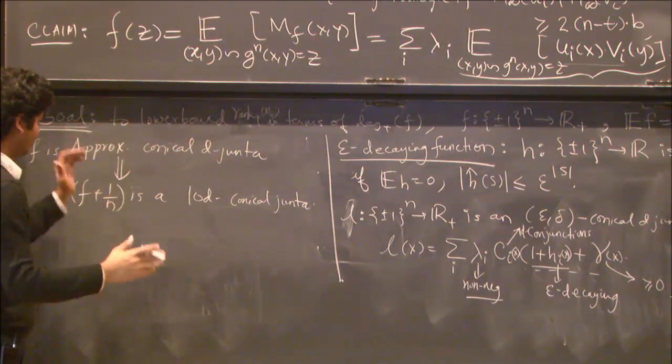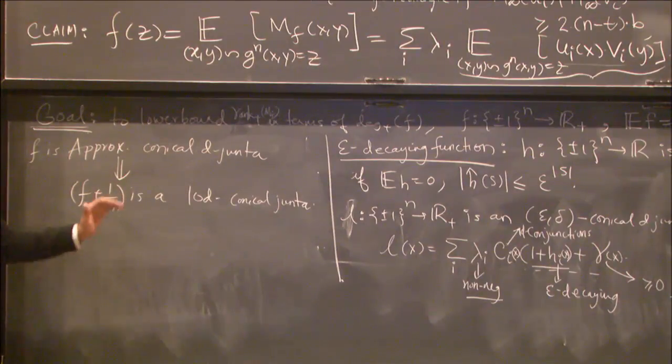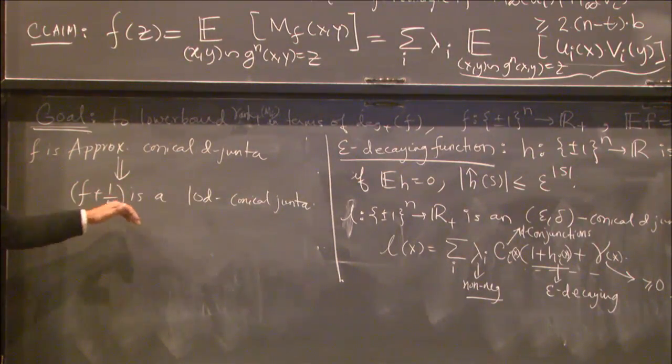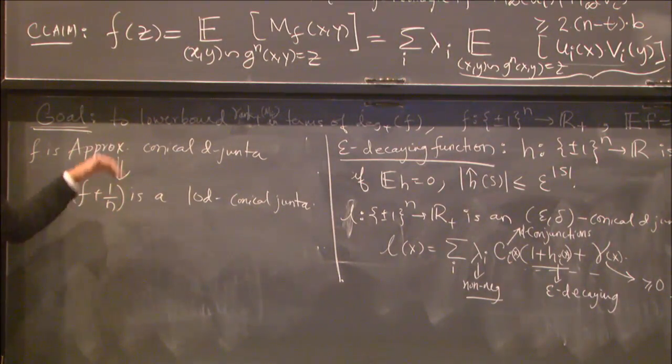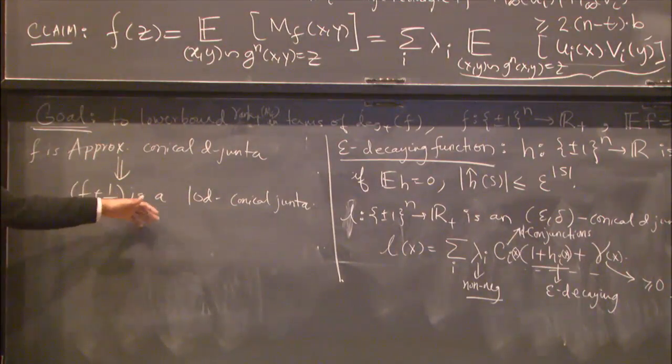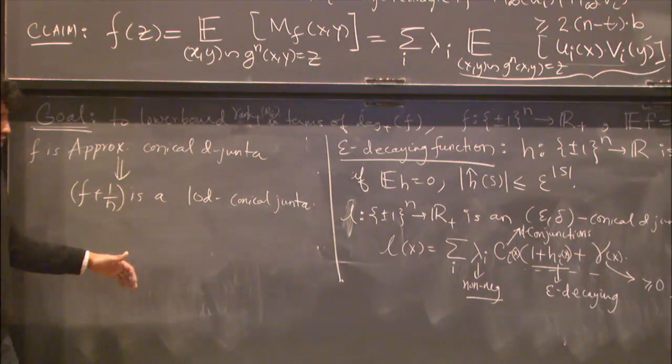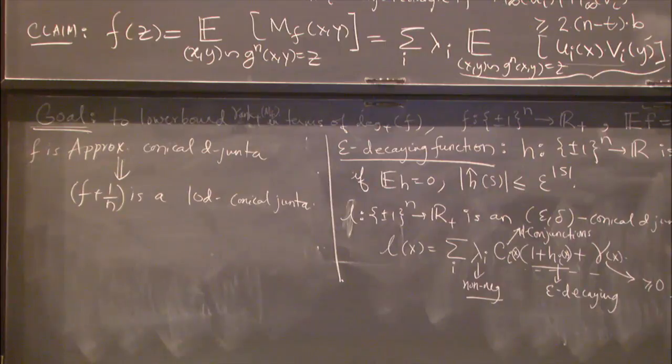Okay, and then in some sense we are done, because we would have a lower bound on the conical junta degree of f plus 1 over n from the Sherali-Adams stuff. So we'll be done, because this would be a contradiction. Okay, so therefore all the remaining work in some sense is in showing this junta approximation theorem. Okay, so is the plan clear? Are there any questions before I move ahead?